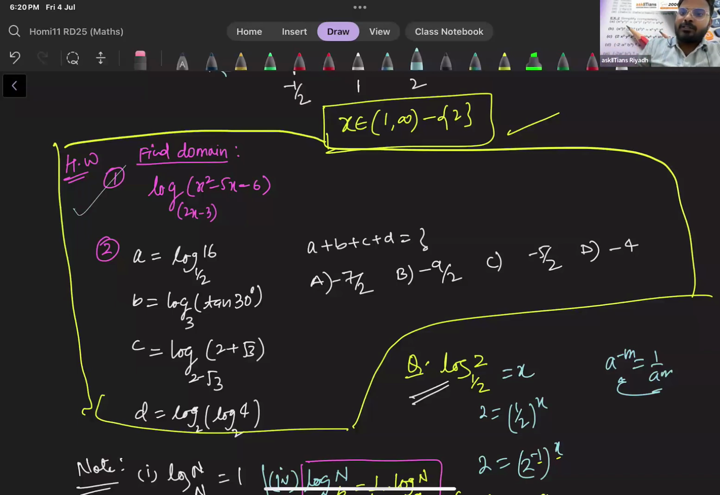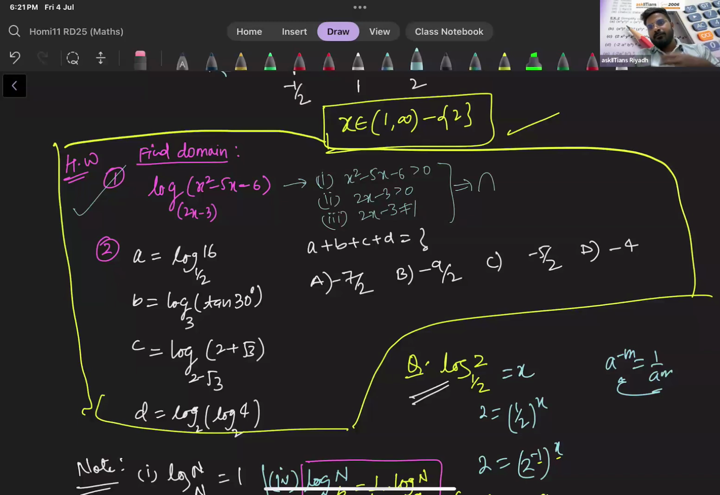And for domain we need to check only three things. First point, you need to make sure that the argument is positive. So x square minus 5x minus 6 should be positive. Second point is base should be positive, so 2x minus 3 should be positive. Third point is that 2x minus 3, that is base, cannot be 1. Solve these three and take the intersection of all three intervals, you'll get the answer. Right, guys, do it.